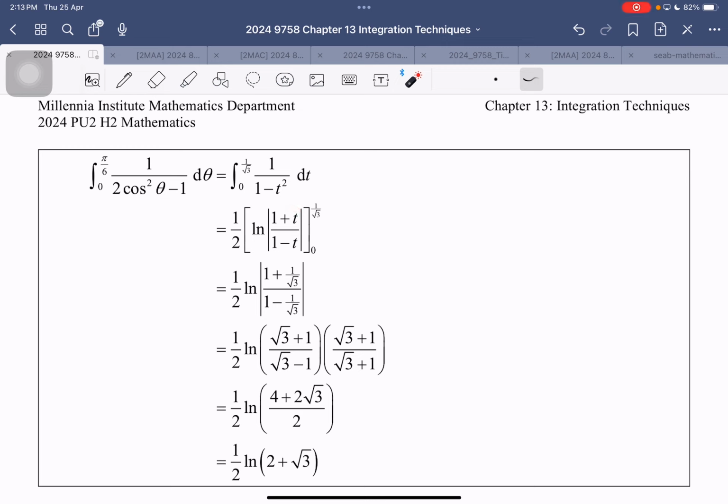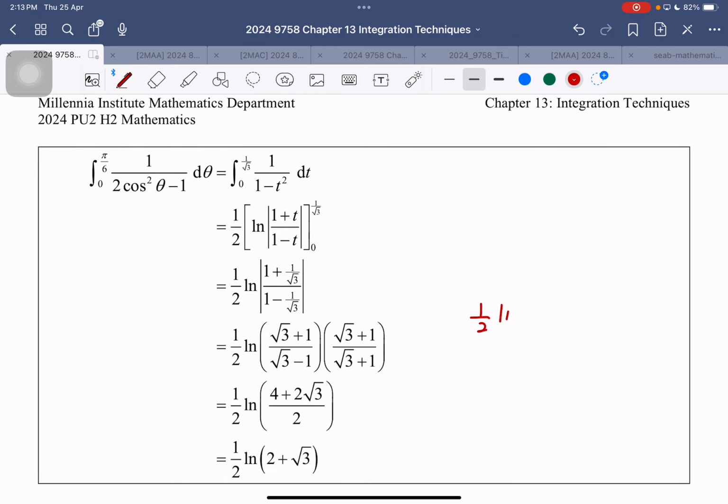So again, how do you simplify this? What we do is we multiply root 3 to the whole numerator and multiply root 3 to the whole denominator. Actually, this can be an answer on its own already. But why do we need to multiply by this? We have a form that we need to show, right? The form is we need to show that the value is half ln 2 plus root 3. So definitely you see this answer is not. Then how do you make it into 2 plus root 3?